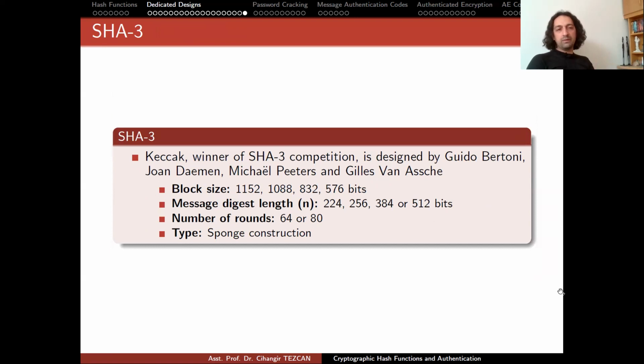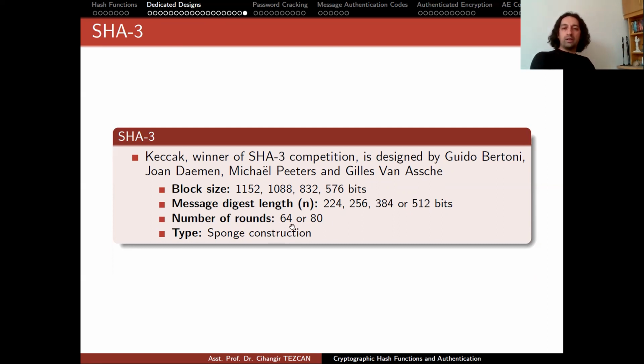But the winner was Keccak, which is now referred to as SHA3, and it was designed by Guido Bertoni, Joan Daemen, Michaël Peeters, and Gilles Van Assche. Now, as you can see, the block size is really huge. This is due to the fact that now it is a sponge function, so it has a huge internal state, and the rate and capacity values are large. Message digest length is the same as SHA2 because we want to replace SHA2 if we want. So this is why these numbers were fixed by NIST when the competition started.